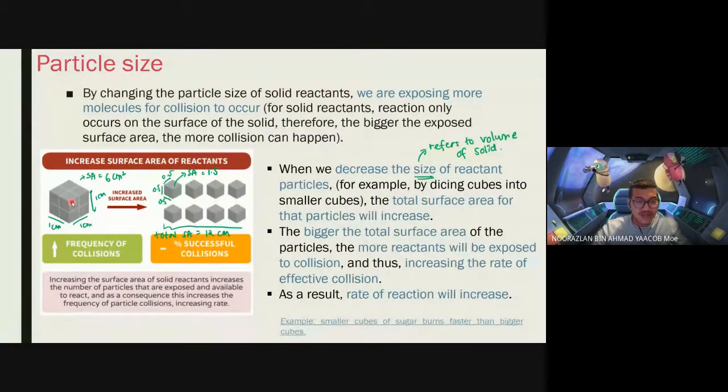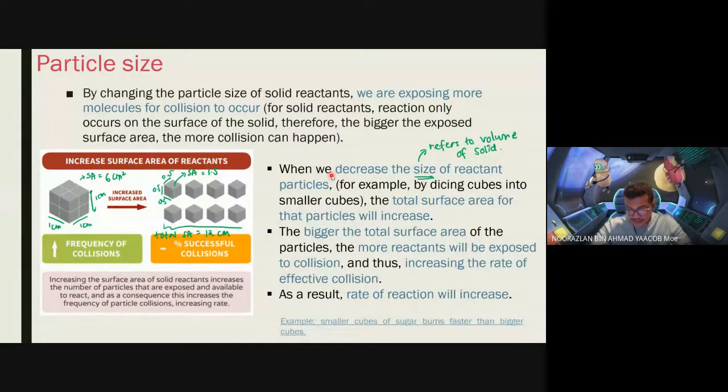Kalau kita ambil gula yang cube, kita cuba bakar. Dia bakar dengan sangat perlahan. Tapi kalau kita tumbuk dia jadi serbuk dan kita campak dekat api, kita akan buat api yang sangat besar dan sangat cepat untuk cube gula itu ataupun serbuk gula itu terbakar. Sebab dia punya rate of reaction increases. Sebab saiz dia makin kecil. Jadi surface area dia makin besar.